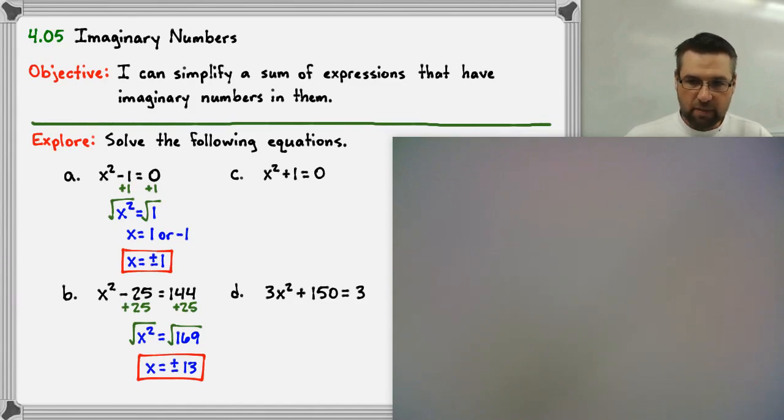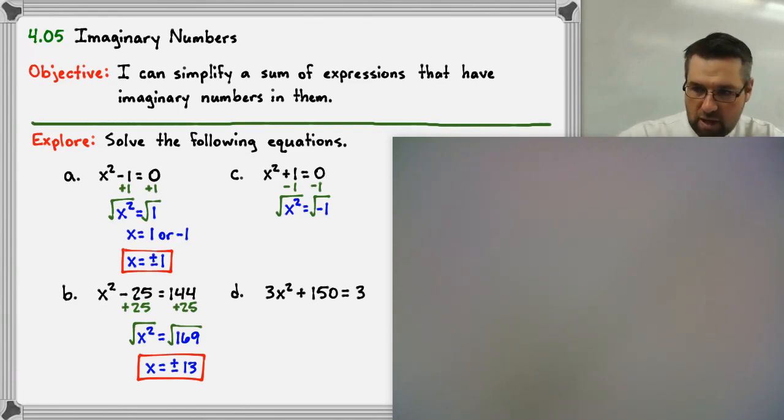So that's fine. But C and D, we're going to see something unique. We're going to see something different. To get x by itself, we have to subtract 1 this time. And so we end up with x squared equals -1. And then in order to solve for x, we need to square root both sides. Well, what's the square root of -1? What number times itself gives you -1? Well, within every number that you know of, there isn't one. There is no specific number times itself that will give you a -1.